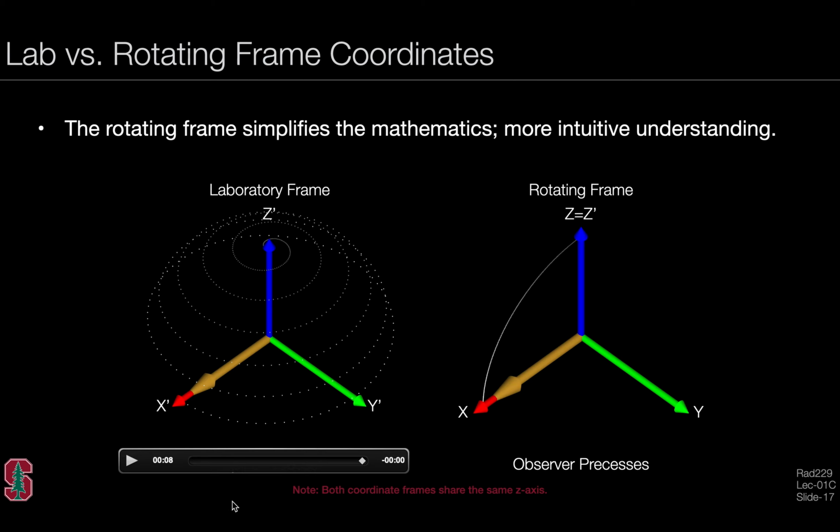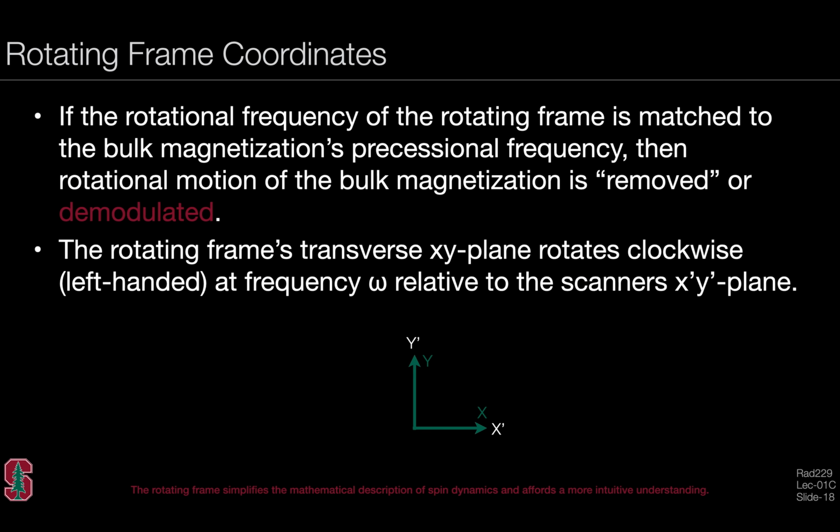But it is important to recognize that both coordinate frames share the same z-axis. And so it's really just a transformation in this xy plane that becomes the difference. And so let's think about this a little bit further. If the rotational frequency of the rotating frame is matched to the bulk magnetization's precessional frequency, then rotational motion of the bulk magnetization is effectively removed or demodulated. And so we can get away from the complexities of precessional behavior by adopting the rotating frame.